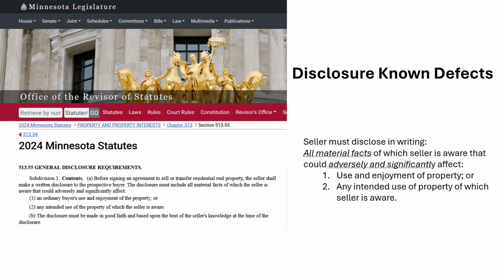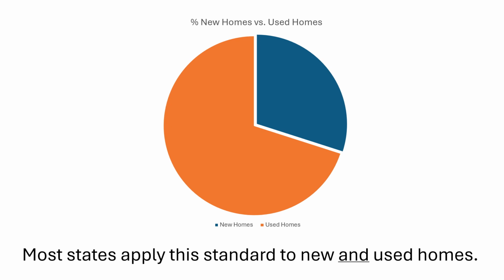Here, plaintiffs might have to argue that the invasive knotweed affected their use and enjoyment of the property in at least 2 ways. First, it required them to work or pay for work to control the knotweed. Second, it affected their use and enjoyment because the knotweed potentially made the property harder to sell. Most states apply this standard to new or used homes. This is important because over 70% of home sales involve used homes.